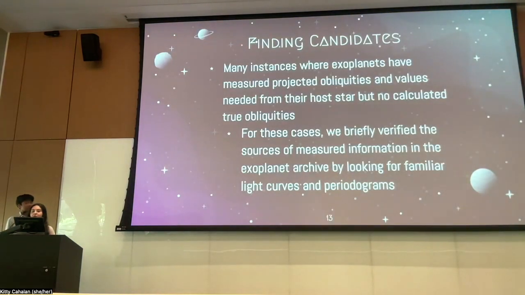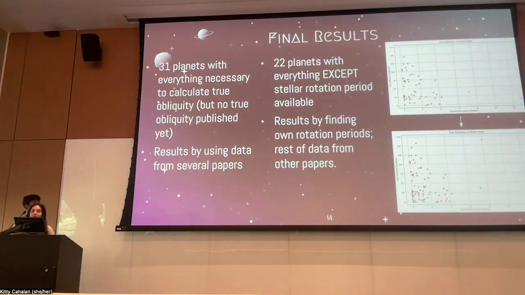And so for my part of the project, without calculating anything, I went through the exoplanet archive and tried to find planets that have measured values that we need to calculate true obliquity, but no actual confirmed or calculated true obliquity yet, to try and fill in the data for true obliquity. So I found 31 planets with enough information to do so. And there were a lot of instances where there wasn't a single paper that had each and every measurement. So by mixing around the different values from different papers, we managed to increase the original amount of true obliquities by 56%.